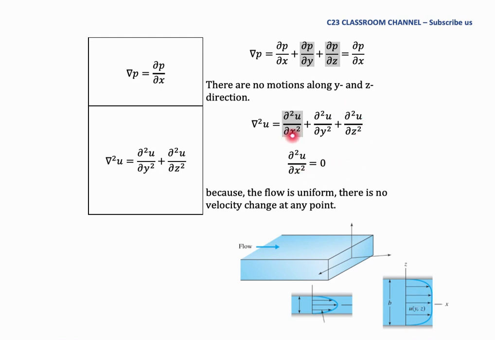So we take du dx to be equal to 0. We could simplify nabla square u as del square u over del y square plus del square u over del z square.